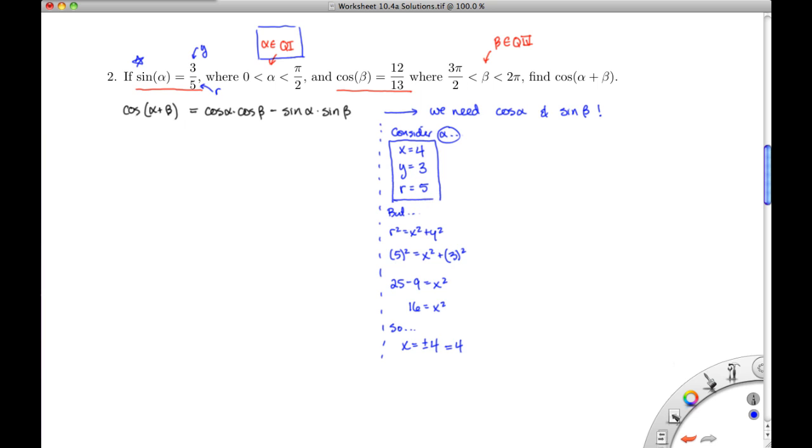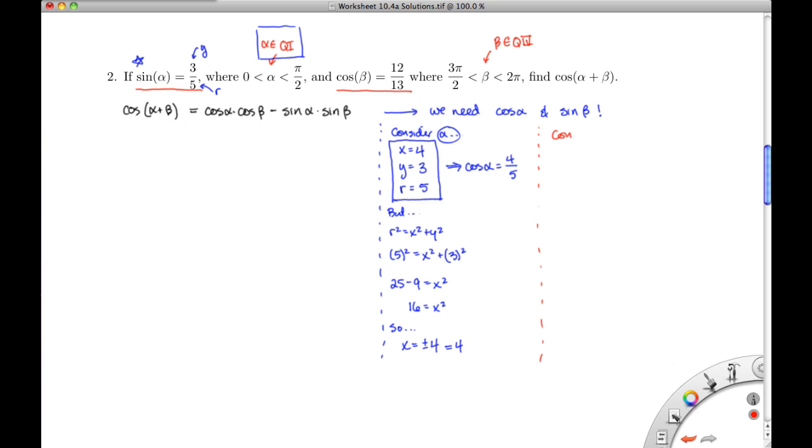So with these 3 little pieces of information, we now know what we wanted was the cosine of alpha. That cosine of alpha is going to be x divided by r. And we've got one of the 2 things that we needed. We're going to do the exact same thing now for beta, to find the sine of beta.